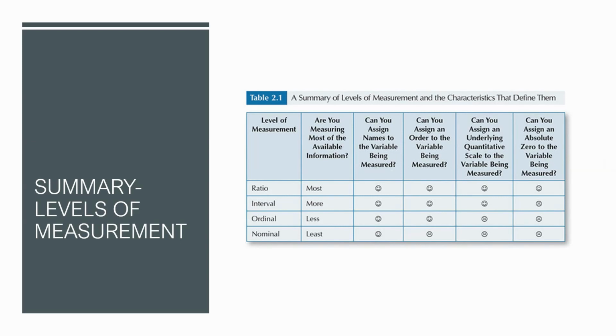Here is a table that is in your textbook. I'd like you just to go ahead and look over it. It asks questions. Happy faces indicate that that is present in that given level of measurement. Sad faces mean that that feature is not present in that given level of measurement. So just go ahead and go over those. I think that this table does a really good job of summarizing what we need to know about each level of measurement in terms of strengths and weaknesses.